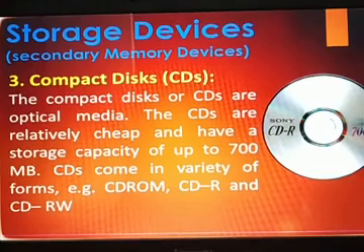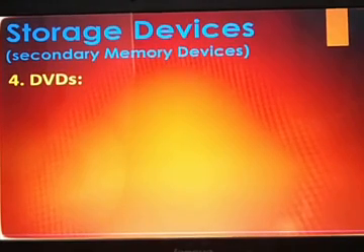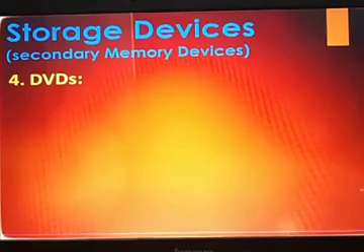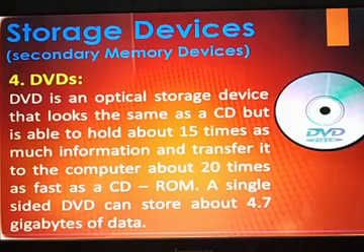And the next one is DVDs. A DVD is an optical storage device that looks the same as the compact disc but is able to hold about 15 times as much information and transfer it to the computer about 20 times as fast as a CD-ROM. A DVD, also called a super density disc, can hold up to 17 GB of data, 4 hours of movies on a side.